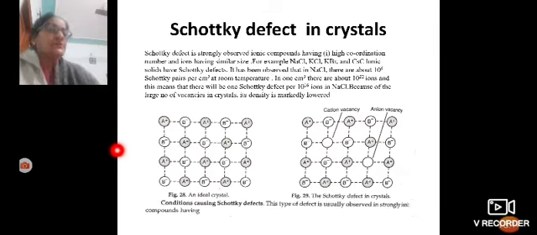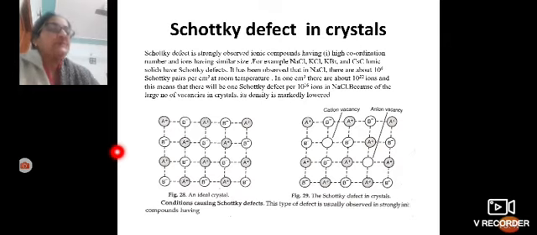is called Schottky defect. The Schottky defect is strongly observed in ionic compounds having high coordination number and ions having similar size. For example, sodium chloride, potassium chloride, potassium bromide, and cesium chloride ionic solids have Schottky defects.